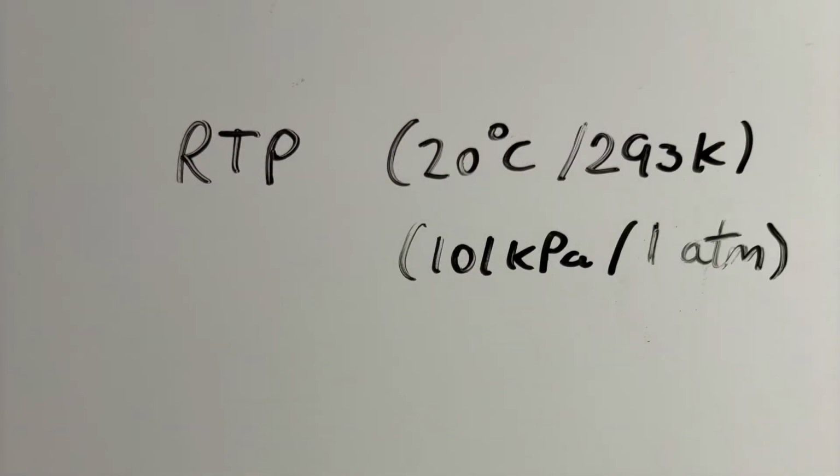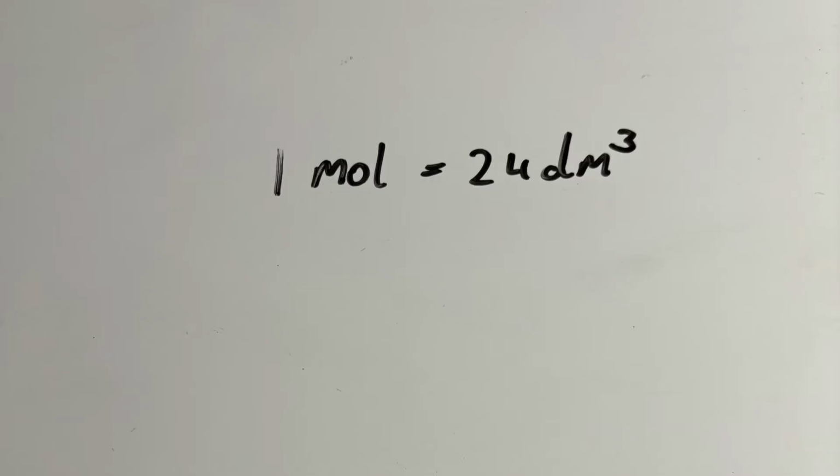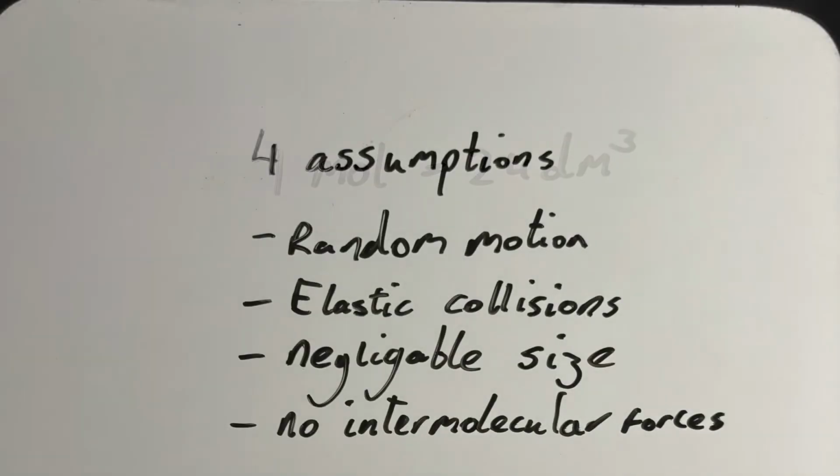And you'll need to know what room temperature pressure means. And just a quick note, these are not standard conditions, but room temperature pressure means 20 degrees Celsius and 101 kilopascals. And at room temperature pressure, 1 mole of gas occupies 24 decimeters cubed, and that's assuming 4 major assumptions.